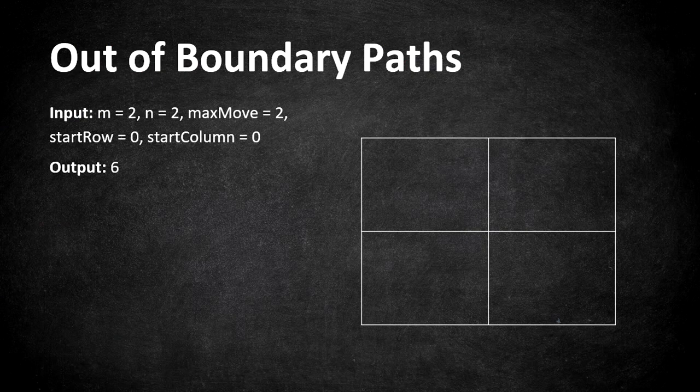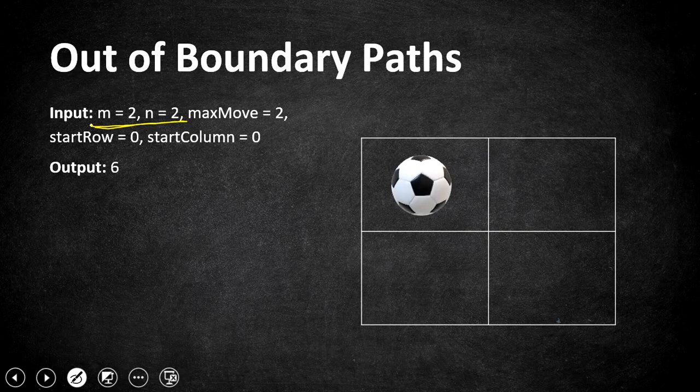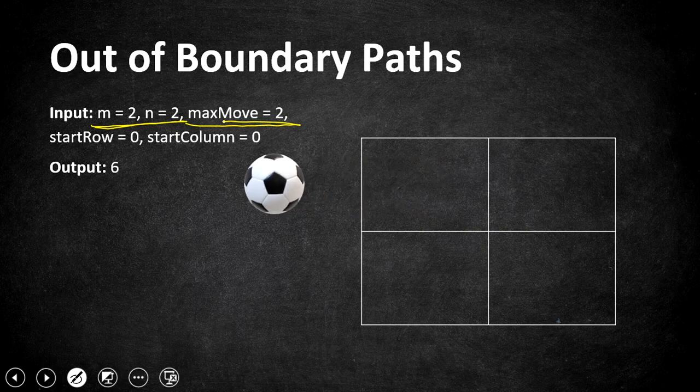So here is our given input. It says the grid is a 2 cross 2 matrix and we have our ball at start row, start column 0, 0. We can make a maximum of 2 moves to get this ball out of the boundary. Now let's see in what ways we can move the ball out of the boundary. As this is in the very top row, left column cell, we can move this ball out of the boundary easily by taking one move. That is, if you move the ball towards the left, it takes one move. So we are going to add one to our output.